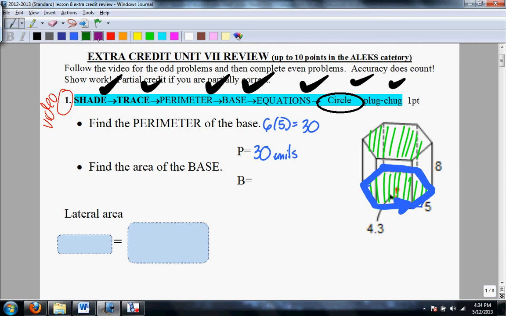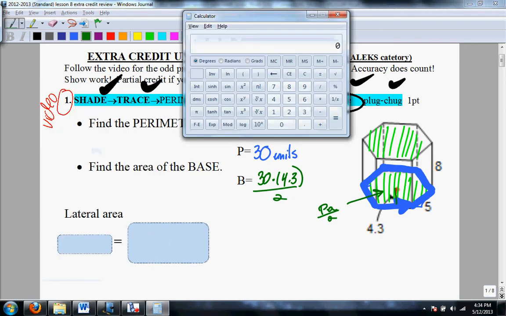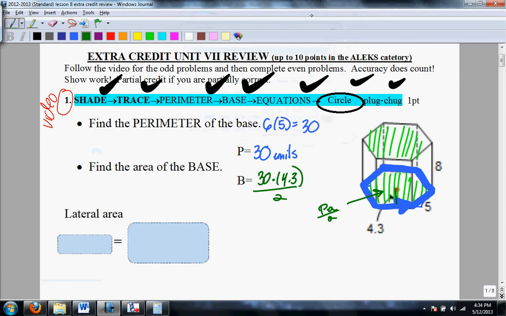Now our base here is a regular polygon. So that's going to be perimeter times apothem over 2. We already have our perimeter as 30 times our apothem, which is 4.3 over 2. So there's 30 times 4.3 divided by 2. We get 64.5. That's one base. And that's going to be units squared because it's area.